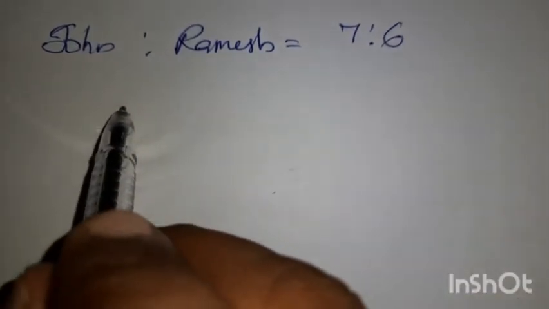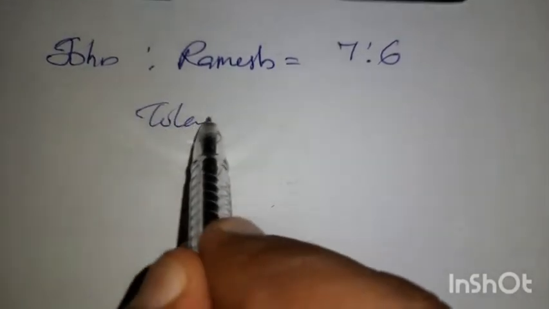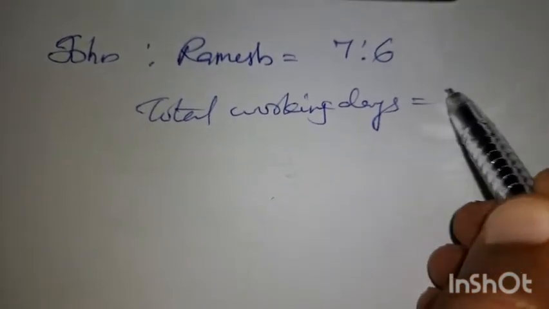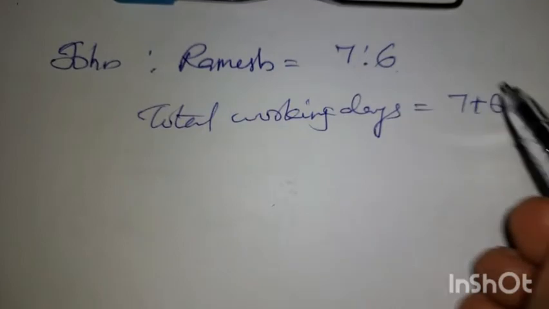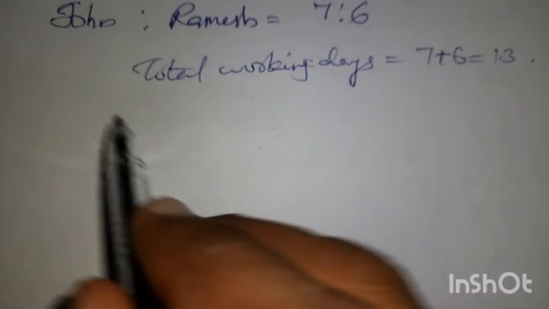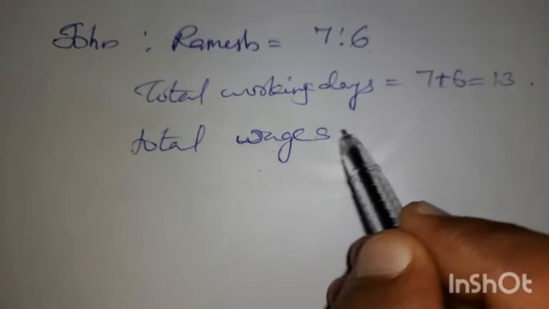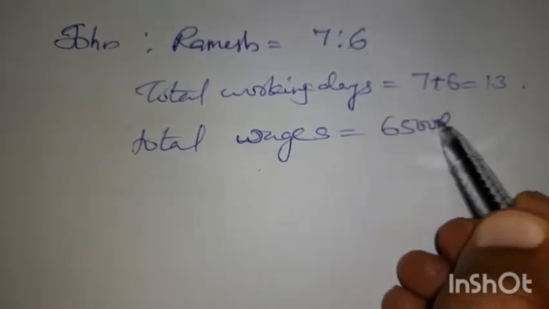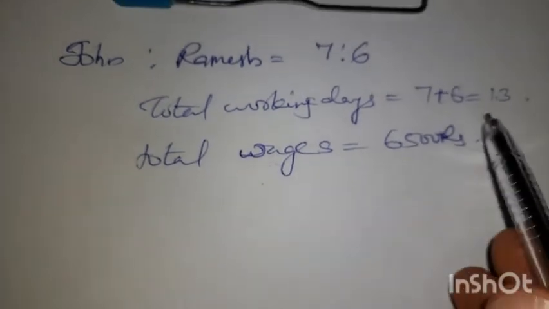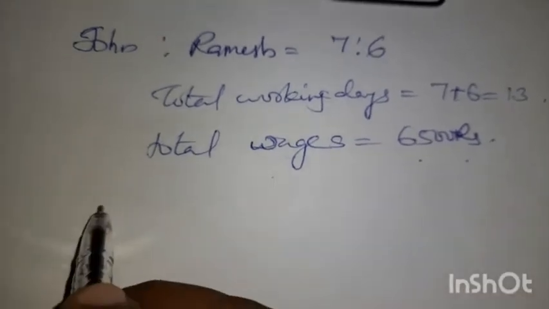How many days completely they are working? Total working days is 7 plus 6. 7 plus 6 is equal to 13 working days they worked. What is the total wage? Total wages is equal to 6,500 rupees. Then you can find out by any method. Okay. So how many times of 13 is 6,500? You can do it like that also.